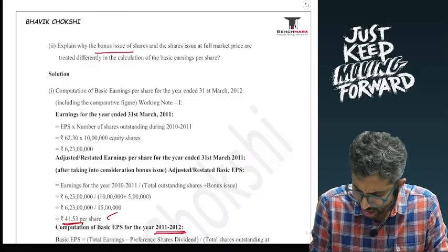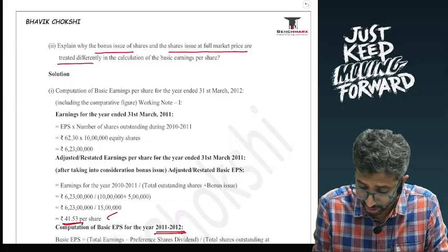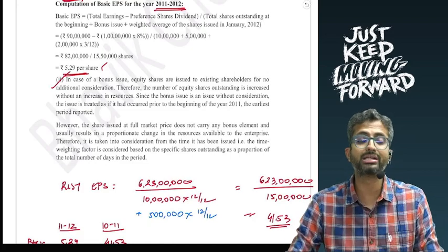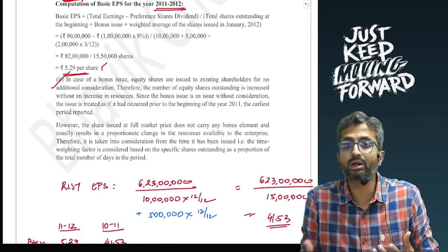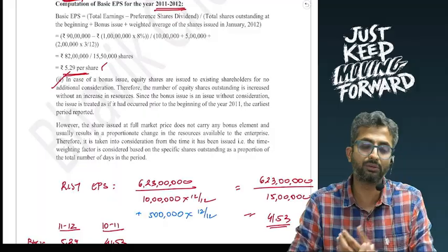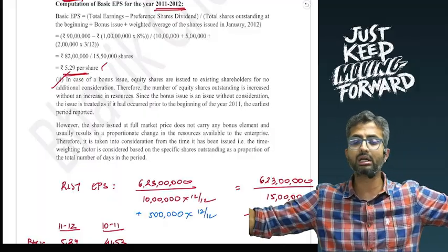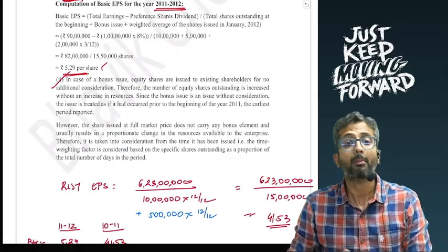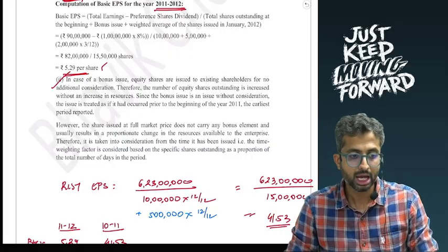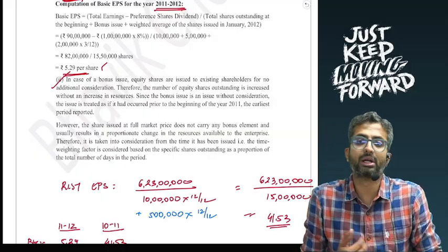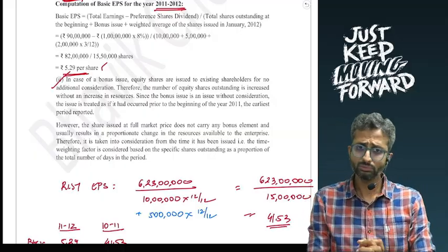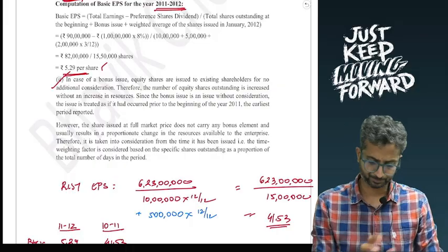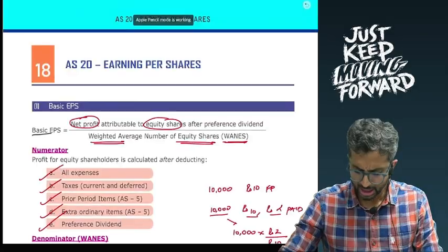Explain why bonus issue and shares of issue at full consideration are treated differently in the calculation of basic EPS. So this is a theory question which says that shares issued without consideration would not come with a corresponding capital infusion, and hence it is just a book entry, and hence to ensure comparability we will adjust it retrospectively. But for a share issue for full consideration, there is actual money flowing in, and hence we will consider this working from the date the actual money is coming in. So that takes care of bonus.